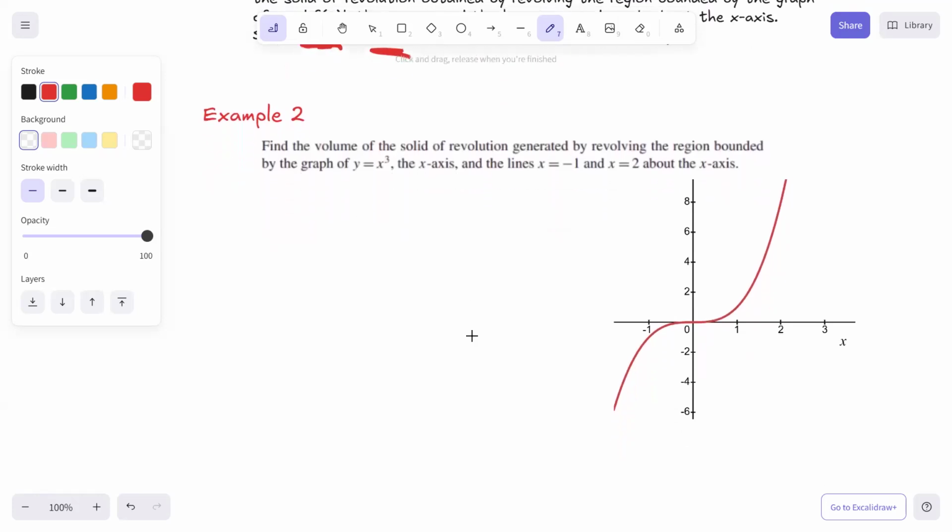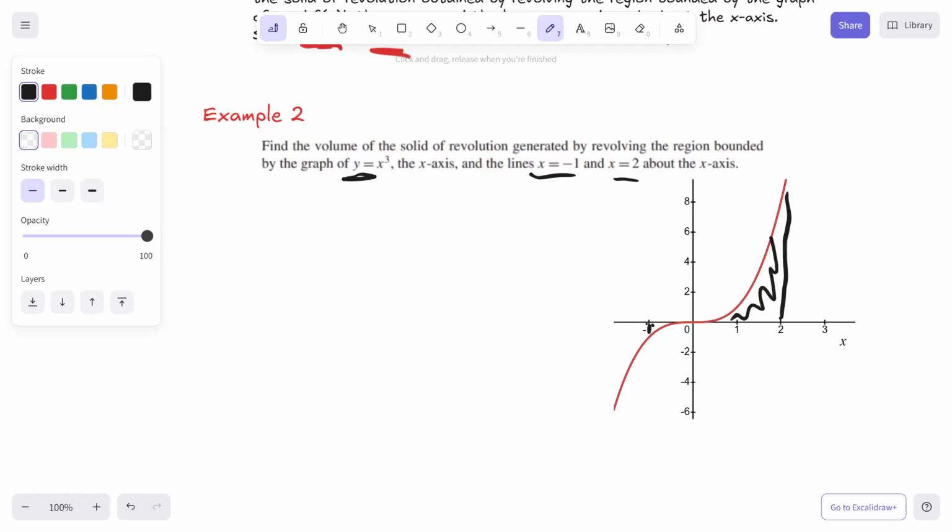We actually have a situation where part of the graph is above the x-axis and part of it is below, and we're still going to rotate and find the volume here. So we're going to do x cubed in the lines -1 and 2. So this just gives you our boundaries. So our region goes from here to here.